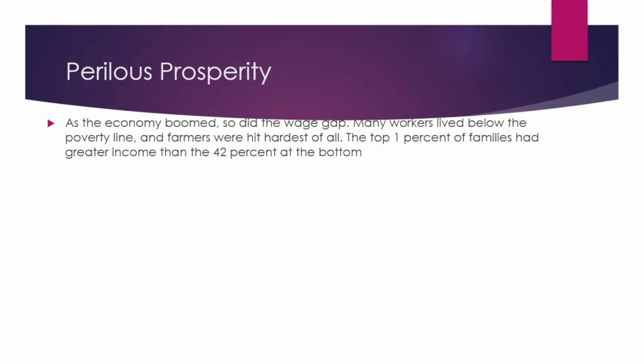Now, with the economy growing, obviously the people who were already rich continue to get richer, while those at the bottom tended to stay at the bottom. Many workers were still living below the poverty line. Obviously, the farmers were hit the worst because with most of this being industry, farmers weren't especially helped by it. And again, it seems like whenever industry comes to the farms, it ends up hurting the farmers. Top 1% of families had greater income than the 42% at the bottom. The book actually has a graph that's showing similar percentages here.